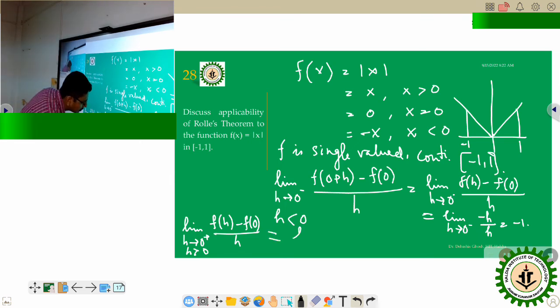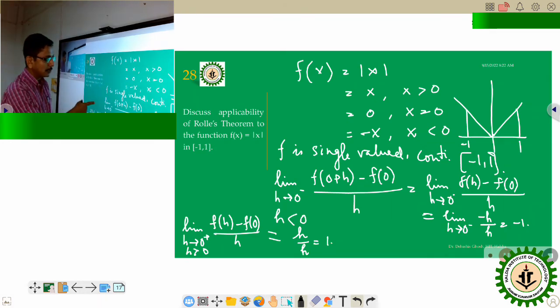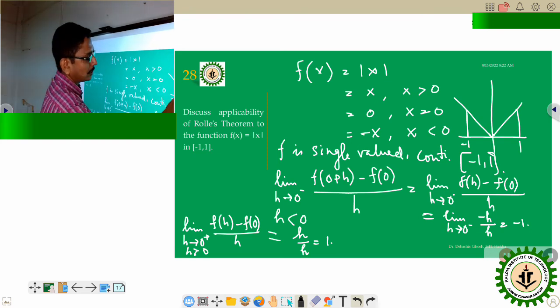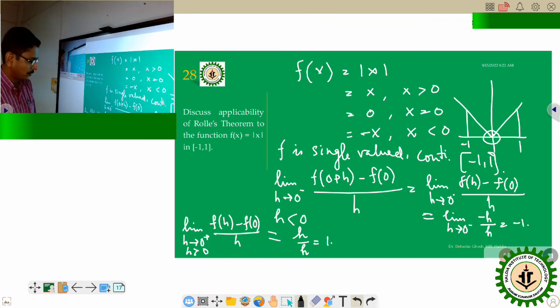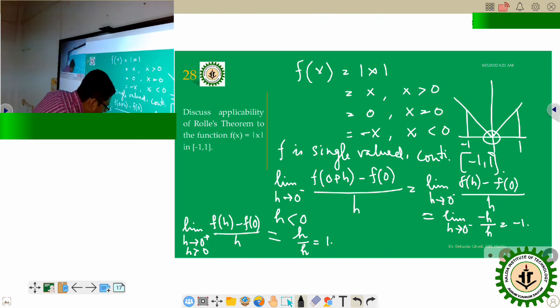So we can see that the derivative of this function at the point 0 does not exist. Since the derivative of this function at the point 0 does not exist, the function is not differentiable over the open interval minus 1 and 1. So therefore Rolle's theorem will not be satisfied. We claim that Rolle's theorem will not be satisfied.